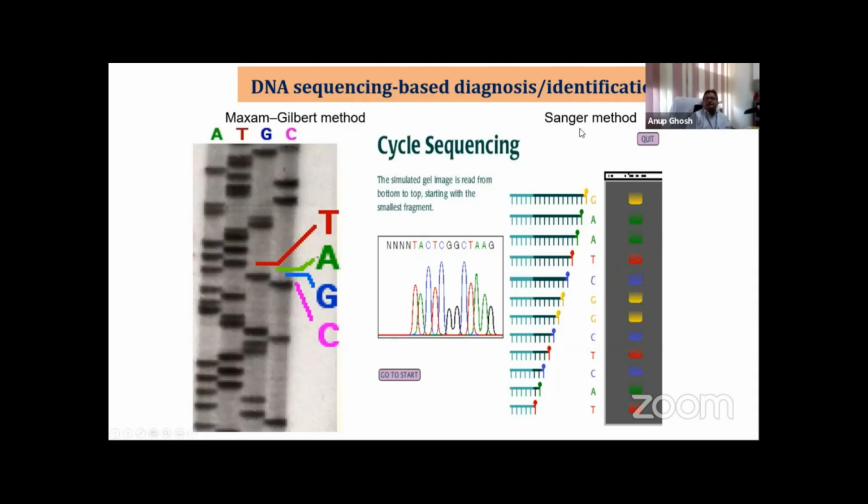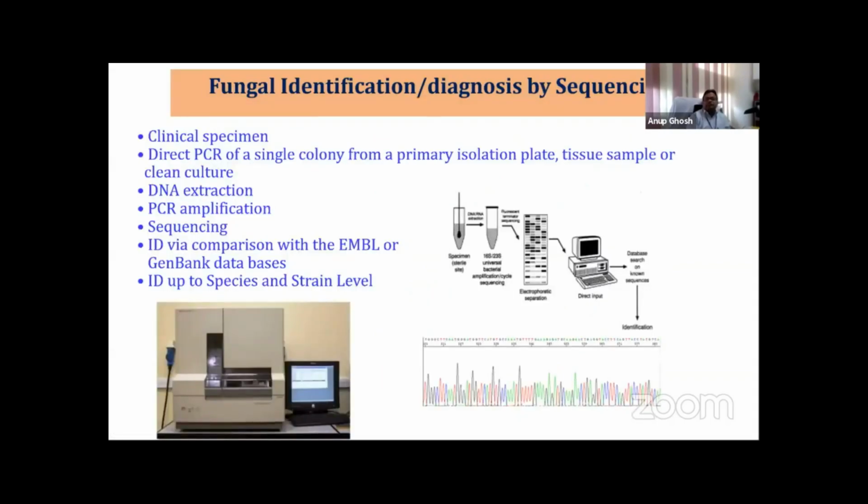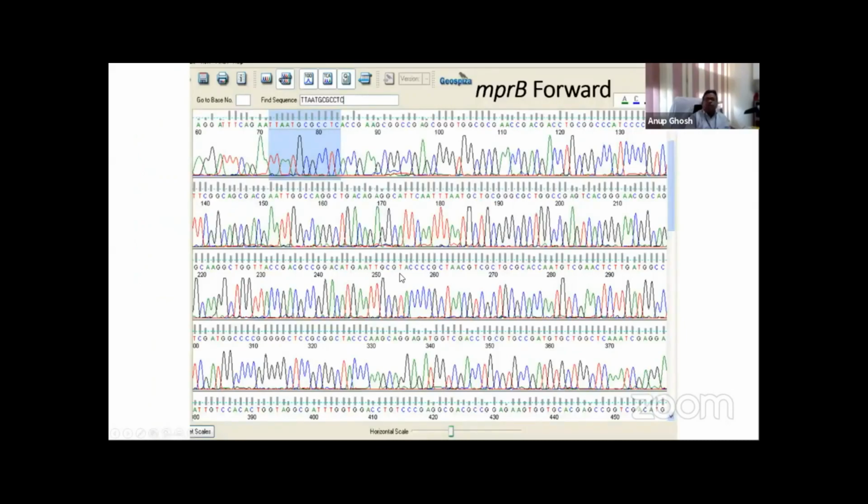But lately, I think in 1977, Sanger introduced this chain termination method, which is used everywhere. So in case of fungal identification or diagnosis, finally we are doing the sequencing. If we talk about it in short, first we have a clinical specimen or we have the pure culture. We extract the DNA from there. That will be subjected to the PCR, and then the PCR product will be sequenced, and this sequence will be matched with the different databases, and we will come to know what species it is and what fungus it is. This is simple.